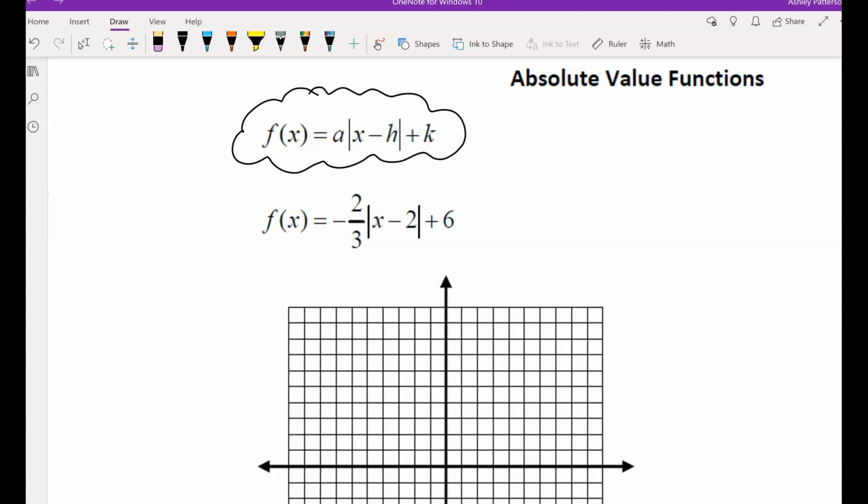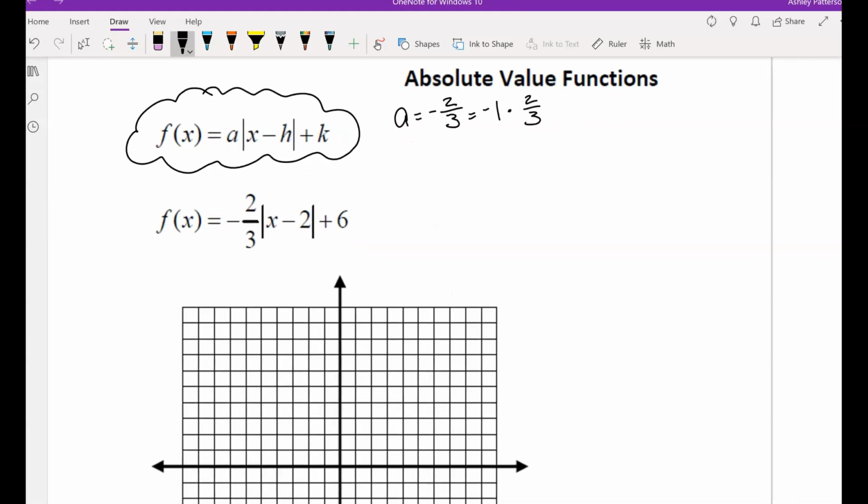Okay, for this example, we can see that a, which is in front of the absolute value bars, is -2/3. We need to remember that it's a -1 times 2/3. And the reason why that's so important is with our transformation language. We get the vertical reflection, which means it's going to open down because there's a -1 being multiplied. We then get, since a is between 0 and 1, 2/3 is between 0 and 1, a vertical compression. So it's going to be a wider absolute value, which makes sense thinking about 2/3 as a slope.